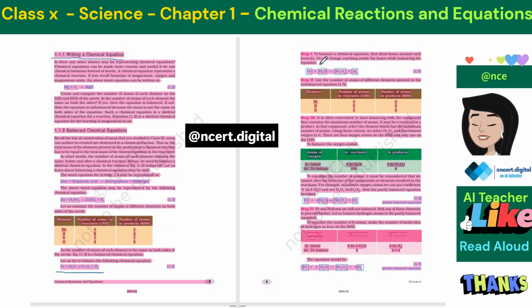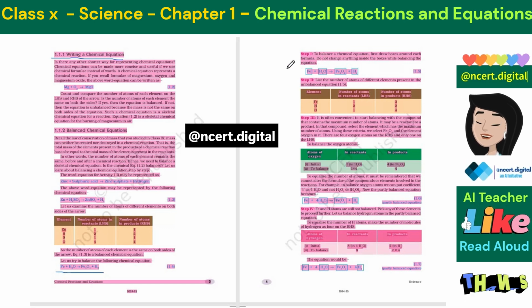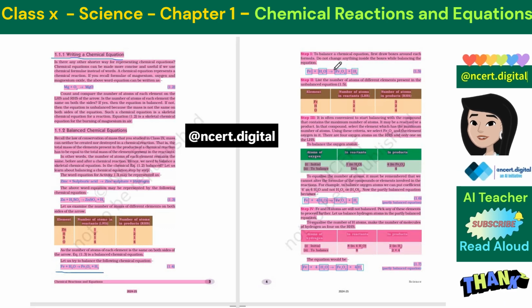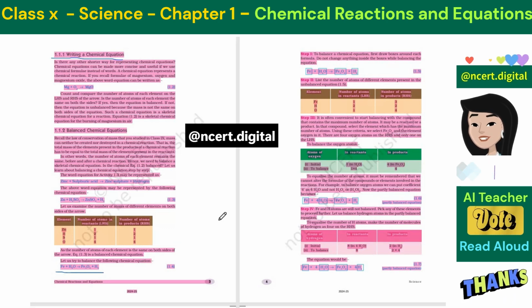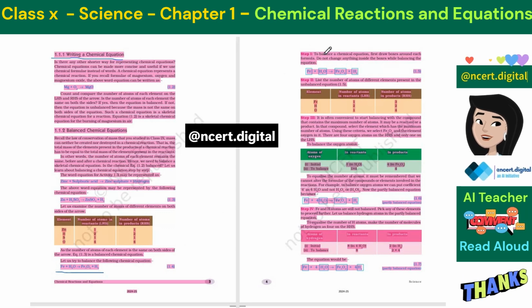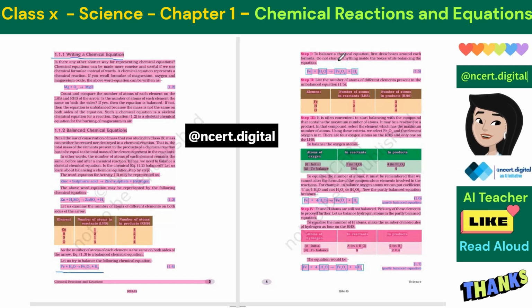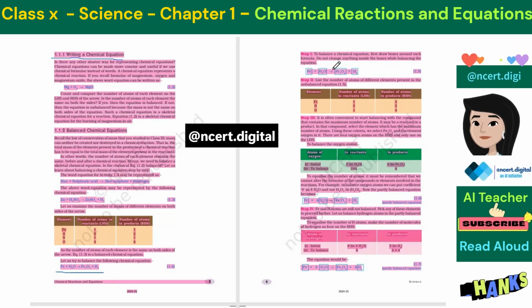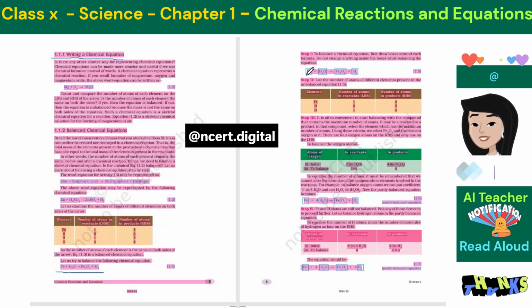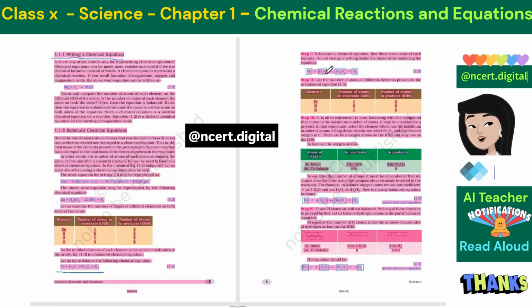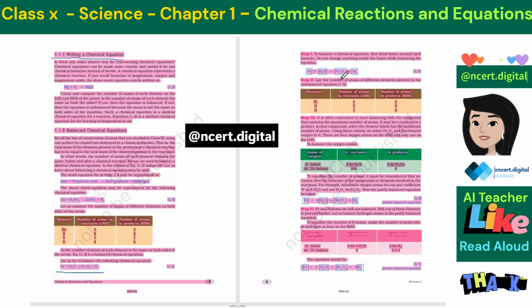Let us try to balance the following chemical equation: Fe + H2O → Fe3O4 + H2 (1.4). Step 1. To balance a chemical equation, first draw boxes around each formula. Do not change anything inside the boxes while balancing the equation. Fe + H2O → Fe3O4 + H2 (1.5).